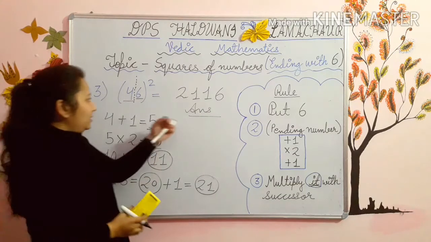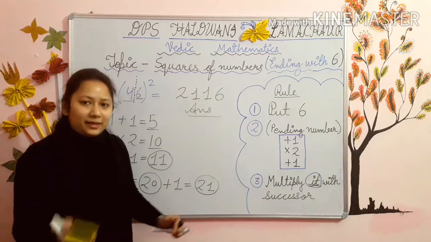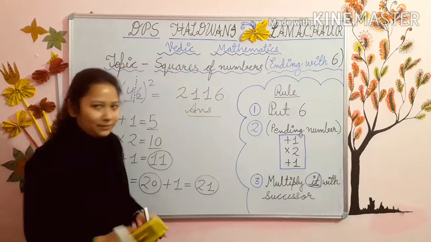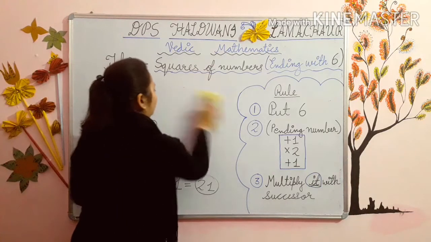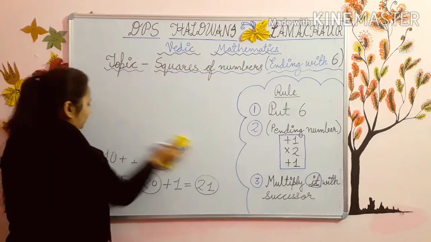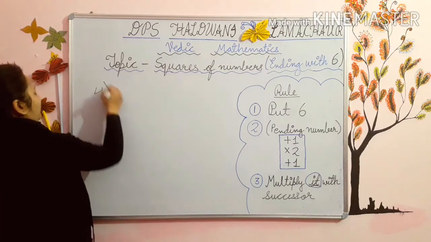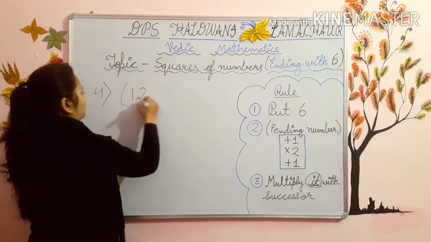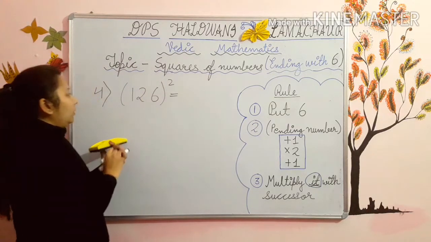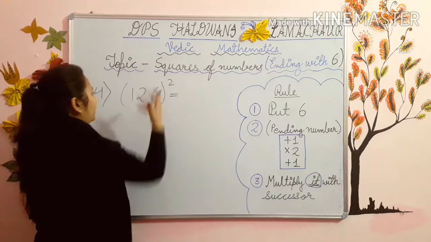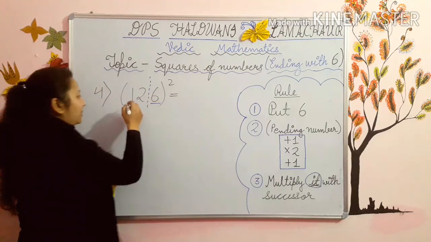See students, in these sums you are getting carry also. Now we will move to the next sum, which is a 3-digit sum. Now divide the number in 2 parts. Remove 6 and the pending number is 12.